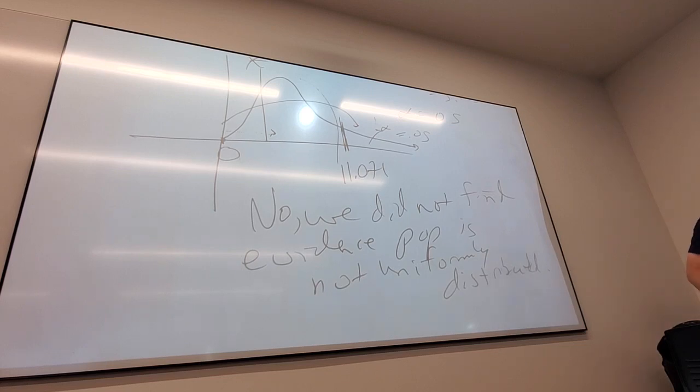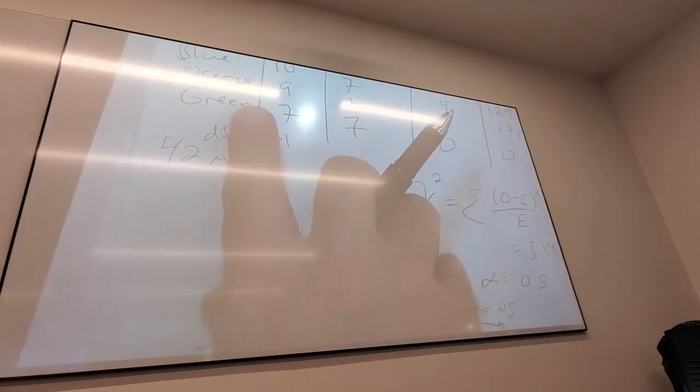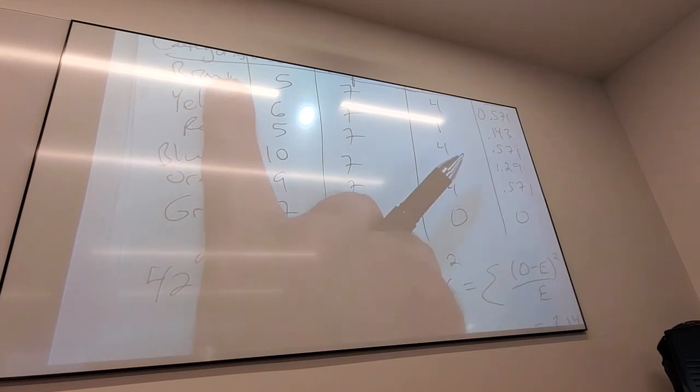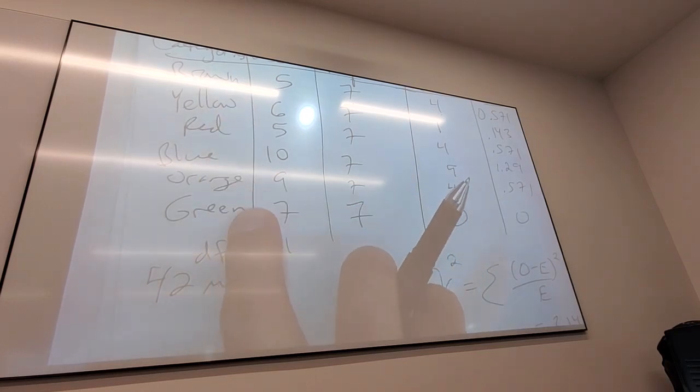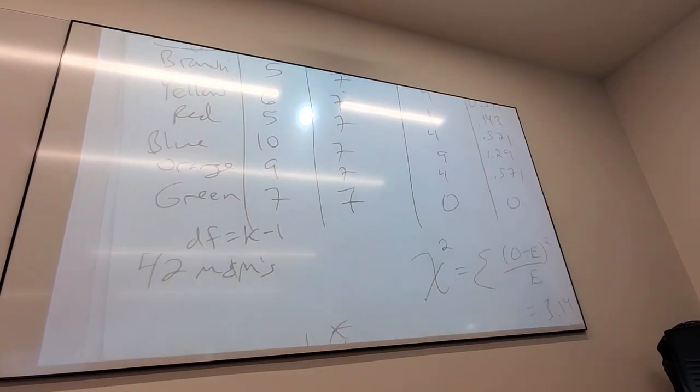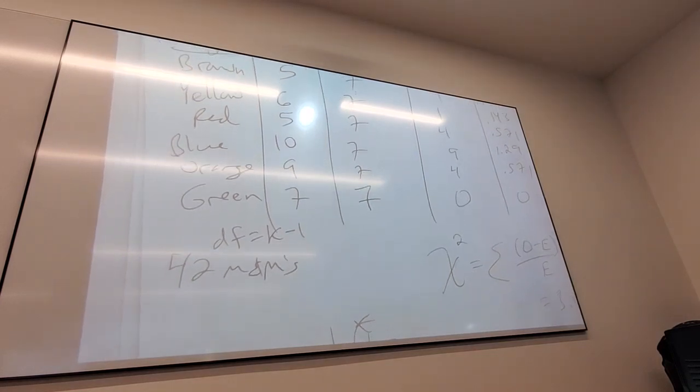Where did you get the 5 for the degrees of freedom again? How many categories are there? Brown, yellow, red, blue, orange, green. Oh, 6. 6 minus 1? Okay, 5. It's silly that they have a K there. That's kind of funny, but I always remember it's like category spelled wrong. Which I totally knew.